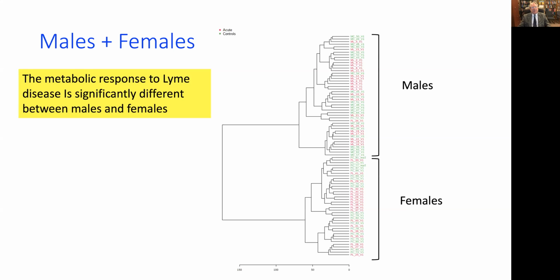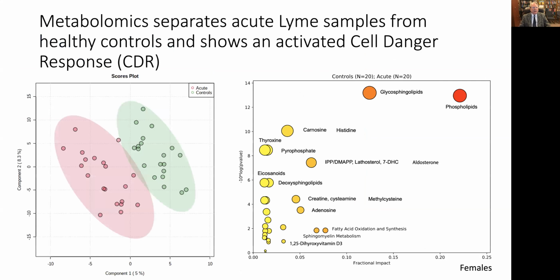The first thing that comes out when you look at the data of all the samples is that, interestingly, the metabolomes of all the males segregate together and all the females segregate together. So there is an overlapping but non-identical metabolic response to acute Lyme in males and females. I'll just talk about the results from females today. Metabolomics separates the acute Lyme samples from regional controls.